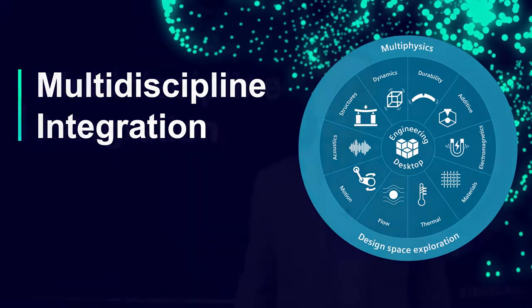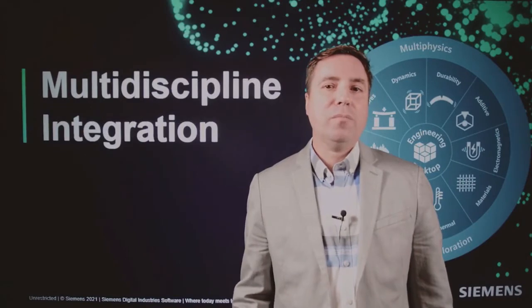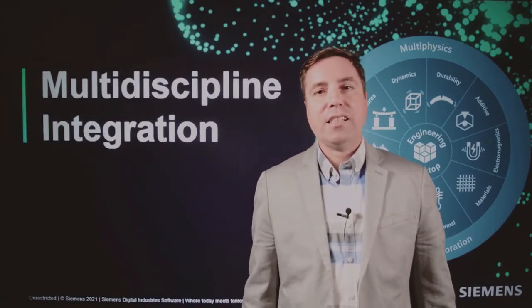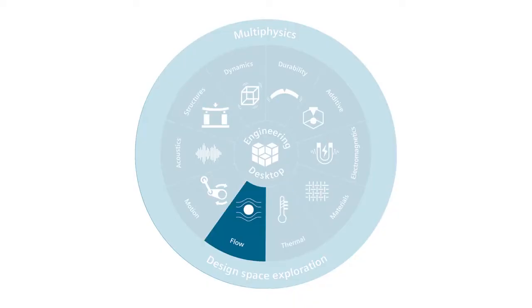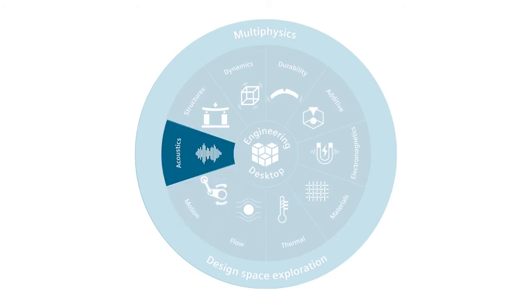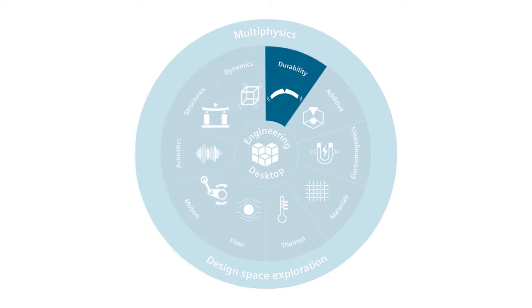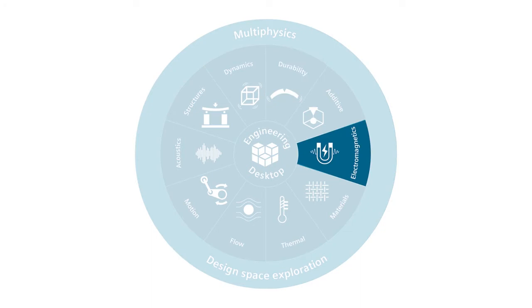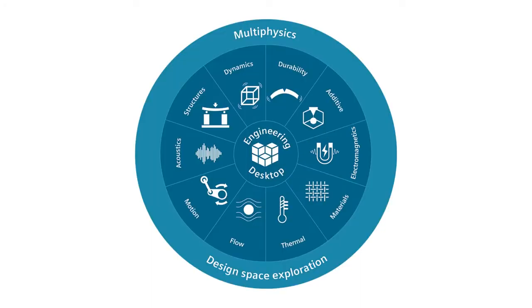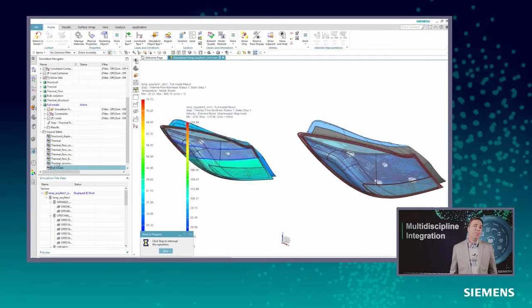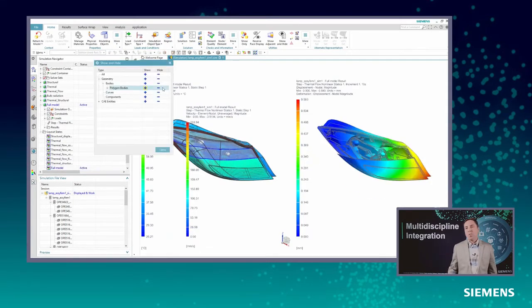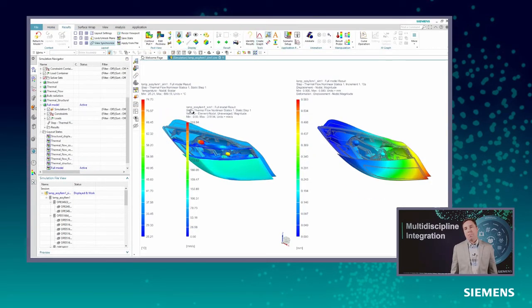So now let's move on to the area of multidiscipline integration. Simcenter 3D integrates industry-standard multidiscipline simulation solvers, all from within a centralized engineering desktop. The Simcenter 3D simulation solvers for structures, thermal, flow, motion, acoustics, structural dynamics, durability, electromagnetics, and more help you to predict real-world performance for a large variety of physics domains. This tight integration of solutions streamlines multiphysics processes that would otherwise be too challenging to perform.